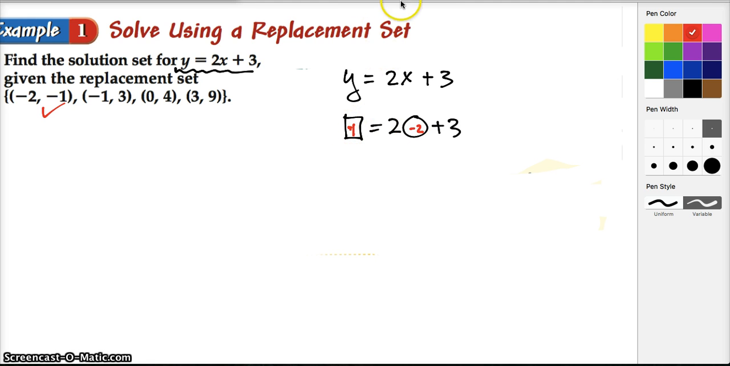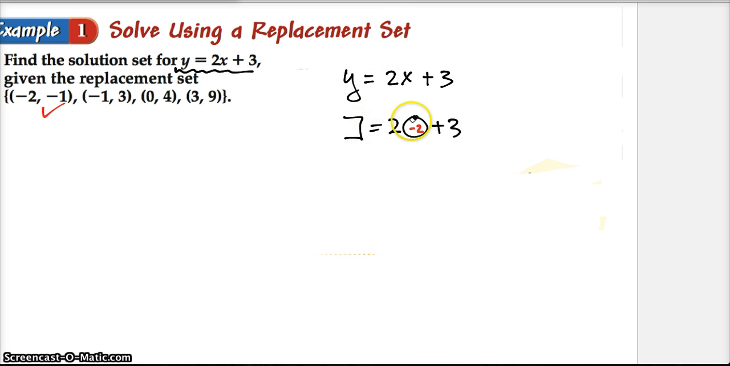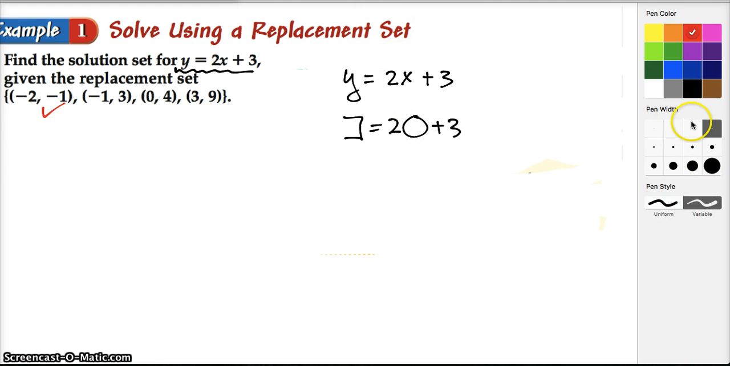I'm going to try it again. So now that we're getting the hang of it, let me erase these guys. Not all of it, Dion. I'm going to erase these guys and see if we can plug in another number.